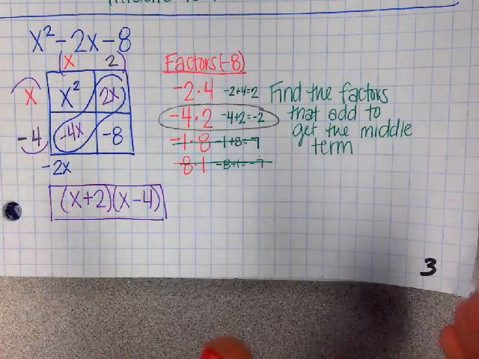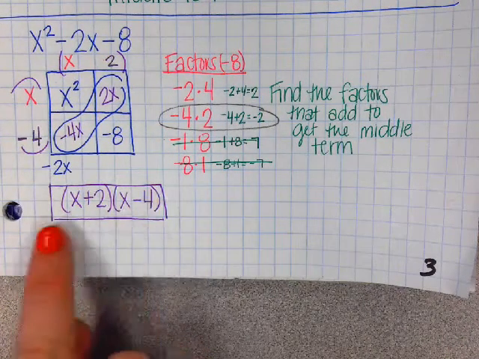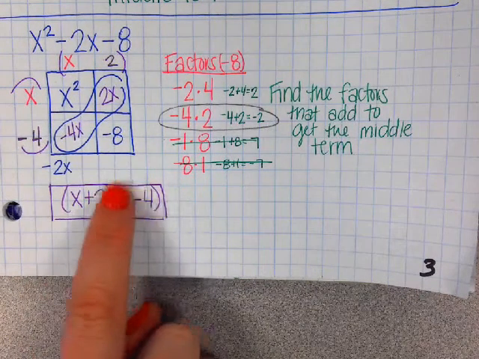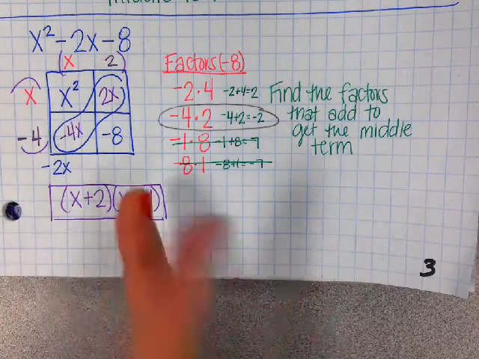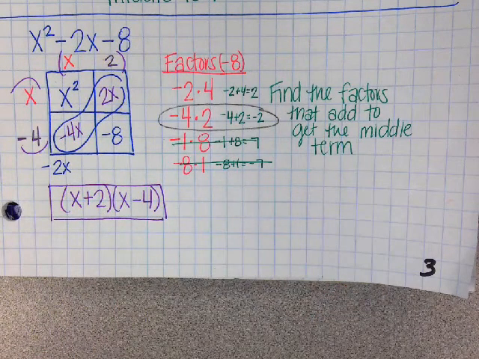So on these, whenever it says factoring, all you have to give as your answer are the two parentheses. On your assignment, it's going to have two blanks. You're going to put the one parentheses and then the second parentheses. And it doesn't matter what order you put it in.